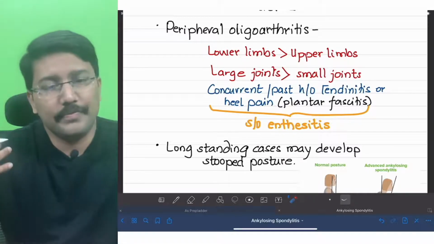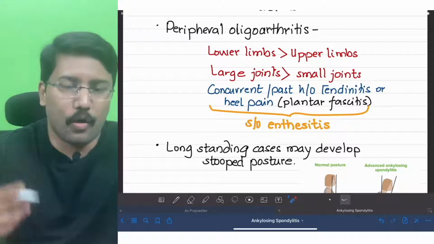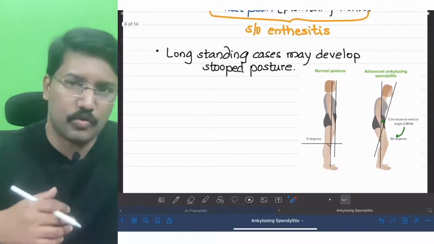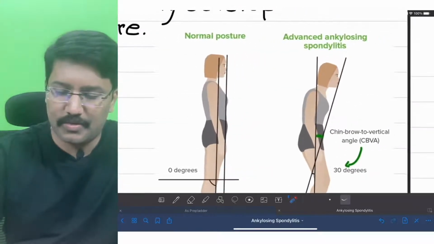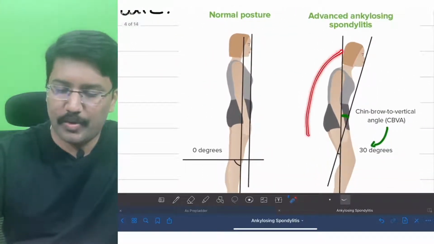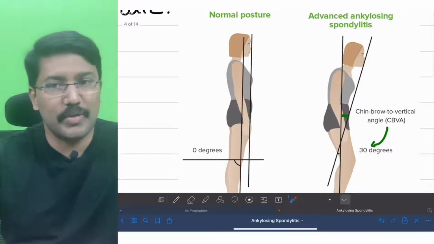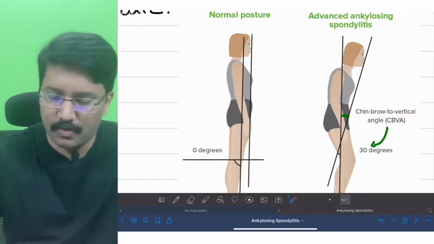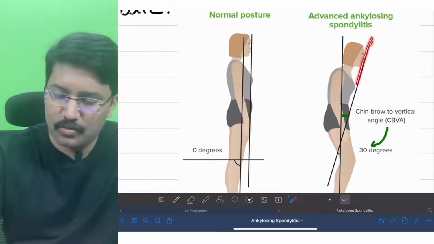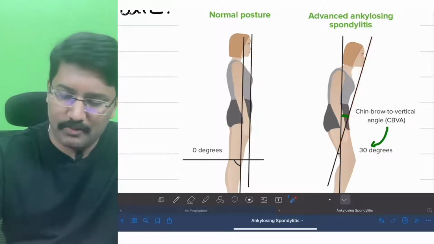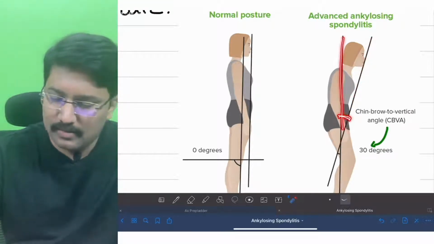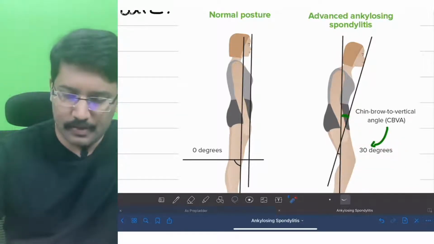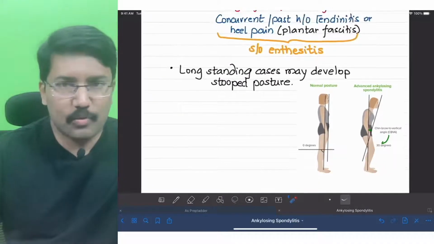If there is a long-standing history of spondyloarthritis, the patient may develop a forward stooping posture, like you can see from this image. This can be assessed by taking the chin-brow to vertical angle, CBVA. This is a line which goes from chin to brow, and then we have a vertical line. This angle is usually more than 30 degrees. So that is about the posture.